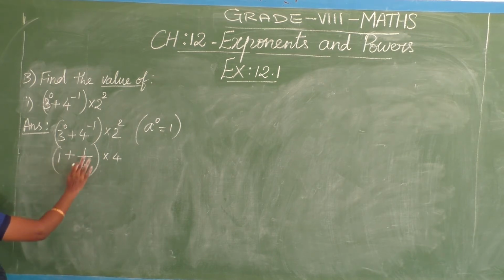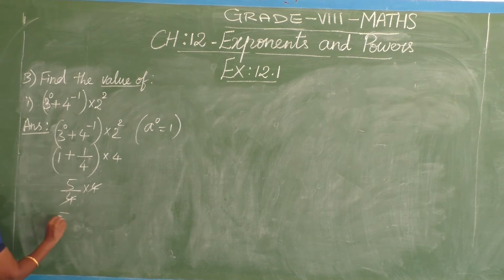Now addition of these two numbers. Simplify. Cross multiply. If you take, what comes? 1 into 4, 4. 4 plus 1, 5 by 4. This answer is 5 by 4 into 4. Both will be cancelled. Final answer is 5 only. Clear children? The value of this is 5.